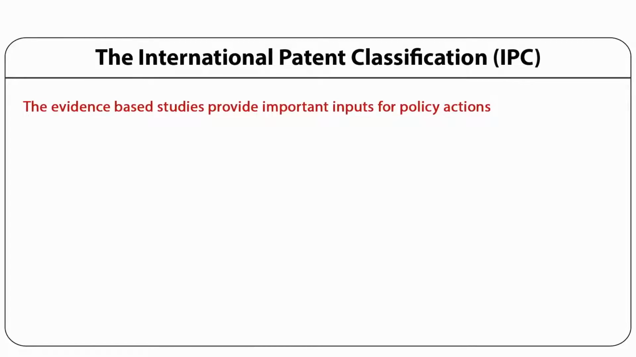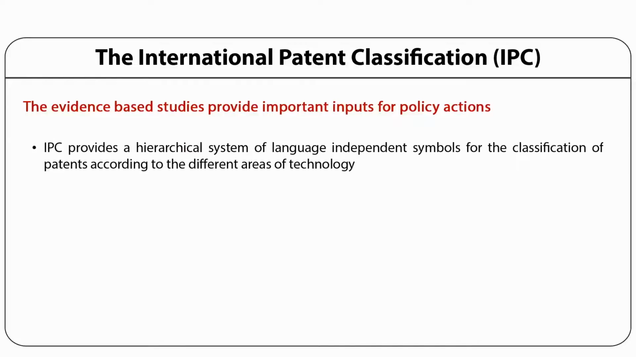Friends, now we are looking at further details of the patent classification. As you can see, it is called the International Patent Classification, IPC. This is the most common classification used in a patent document. This classification allows us to search the patent and also find in which technology area the patent has been filed. IPC provides a hierarchical system of language-independent symbols for the classification of patents according to different areas of technology.